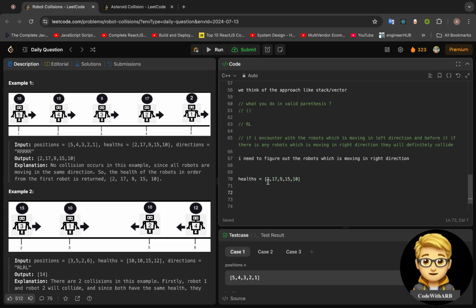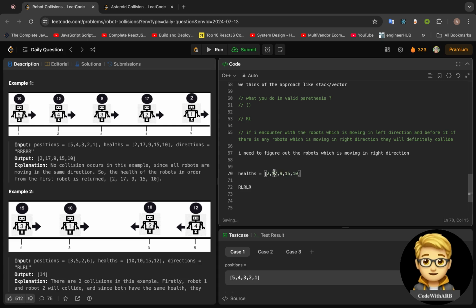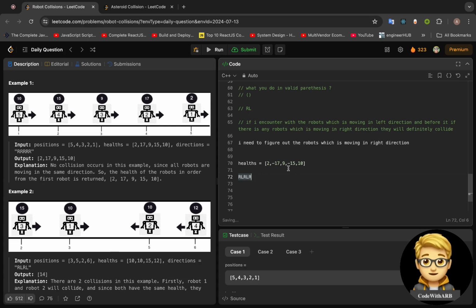When I started moving, the direction is given, let's suppose RL. So what we will do is change the sign of this. This is negative, so we will write minus 17. This is positive, this is negative, minus 15, and this is positive. Now the first thing is that we will use a stack for right directions. When we encounter left, we will check in the stack whether we have a right or not. So we have a right direction, so we will put this in our stack.